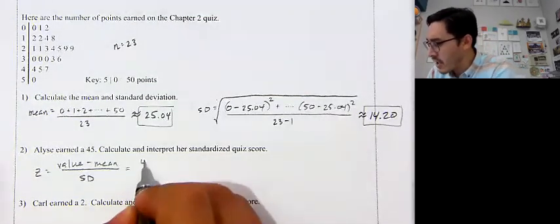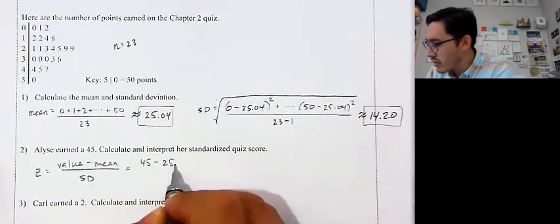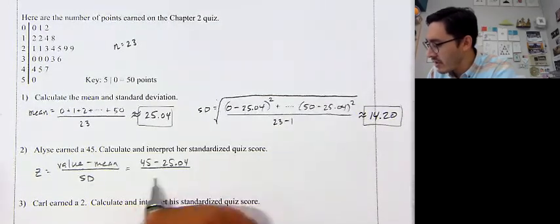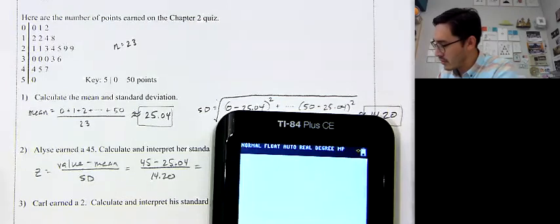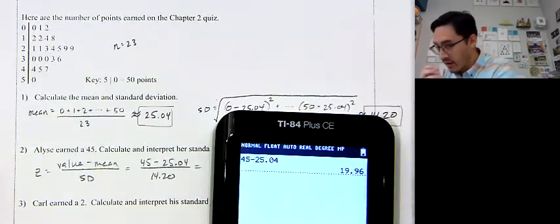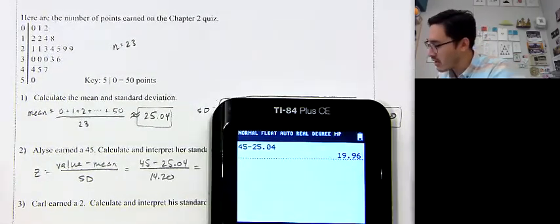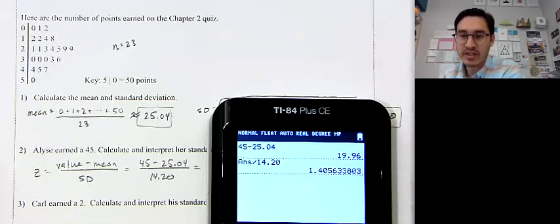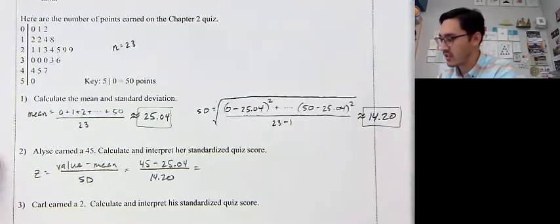Okay, so she got a 45. The mean was 25.04, and the standard deviation was 14.20. All right. So we'll do 45 minus 25.04. Okay, so she's about 20 points above the mean. Okay, and then we'll divide by 14.20. So in standard deviations, she's about 1.41 standard deviations above the mean.